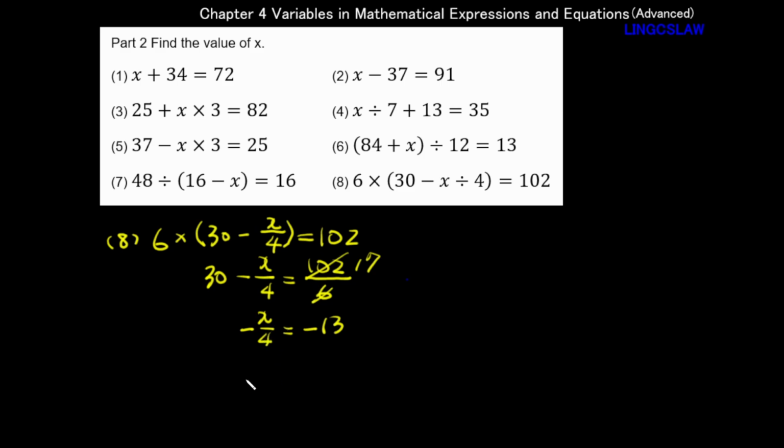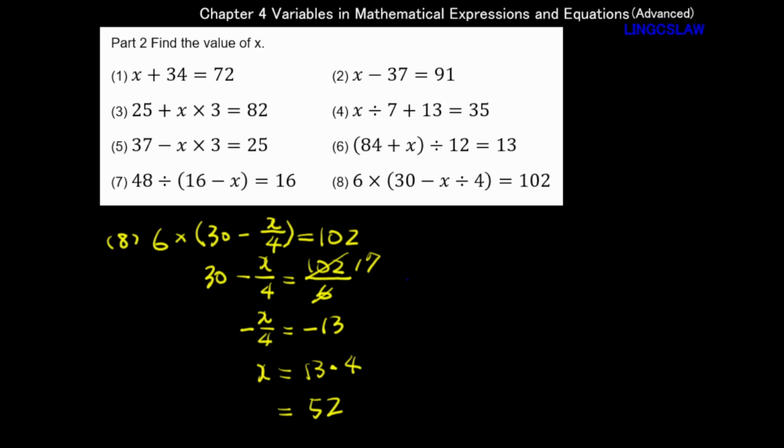And let's multiply both sides by -4. So x equals, and negative means positive. So 13 times 4 equals 52. That's it.